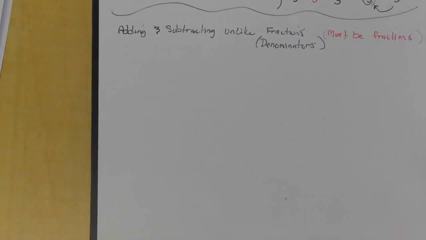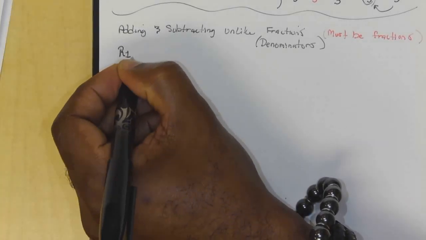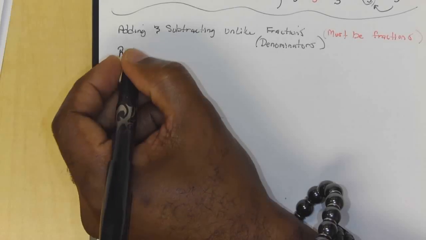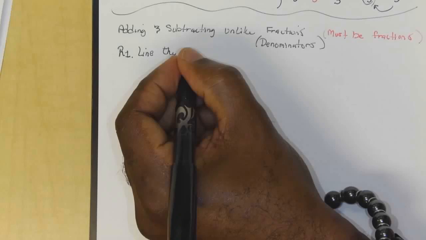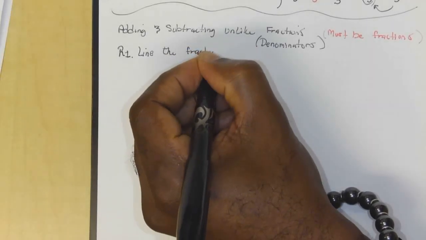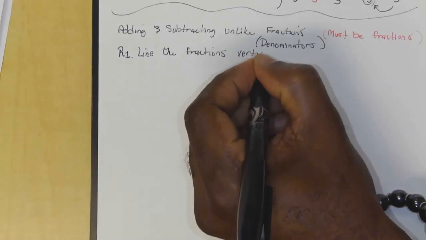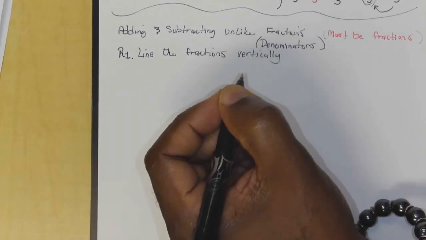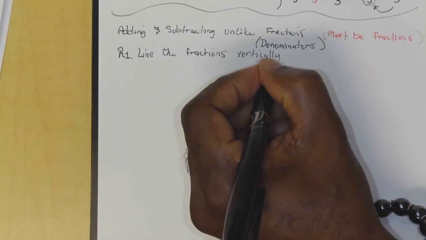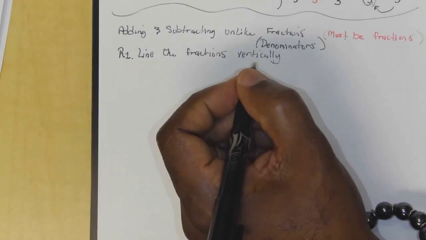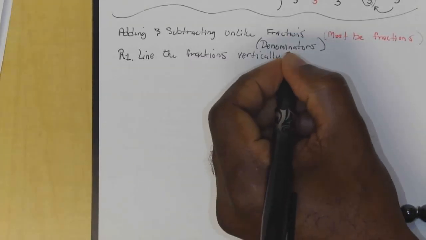All right. Rule 1. Line the fractions up. Line the fractions vertically. What direction is vertical? Up and down. Somebody tell you to jump. If somebody say I got a 30-inch vert, they ain't talking about jumping side to side, they jumping up and down. So vertically, you're gonna line these problems up right on top of each other.